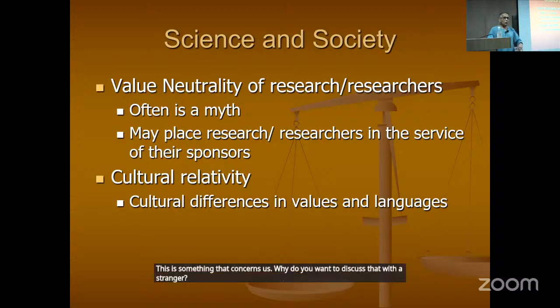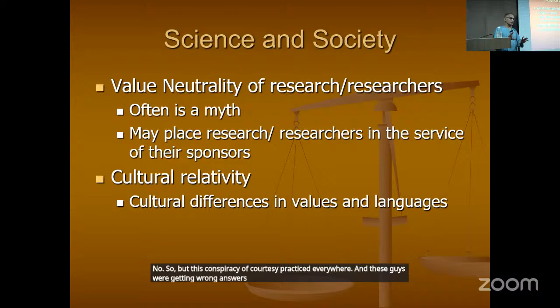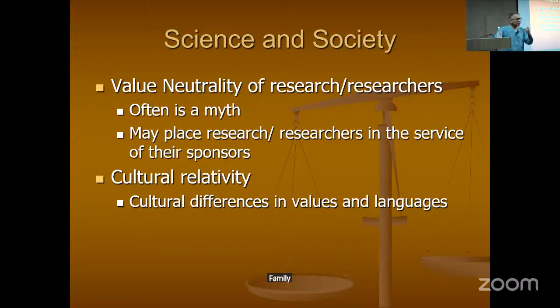No. But this conspiracy of courtesy was practiced everywhere. And these guys were getting wrong answers and then writing books on that. Mass media has so much effect. Mass media is so strong and all of that. Later on, we found mass media were not strong. Family bonds, caste connections, community connections were stronger. But they couldn't get that because they had all defective data.